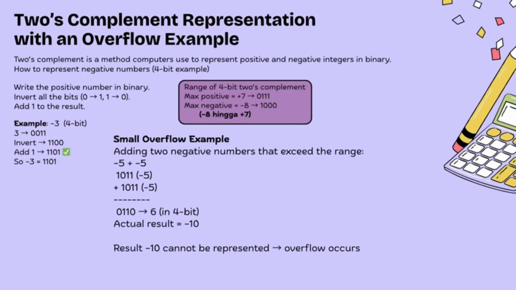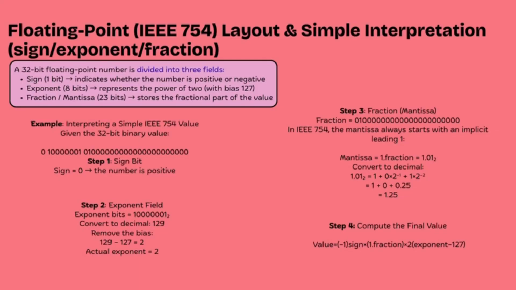Okay, now, two's complement representation with an overflow example. Two's complement is how computers show positive and negative numbers in binary. To get a negative number, write the positive number in binary, invert the bits, and add 1. A 32-bit floating point number has 3 parts: sign, 1 bit for positive or negative; exponent, 8 bits, which shows the power of 2 with bias 127; and fraction or mantissa, 23 bits, which stores the decimal part of the number. And you can watch the example I display on the screen.